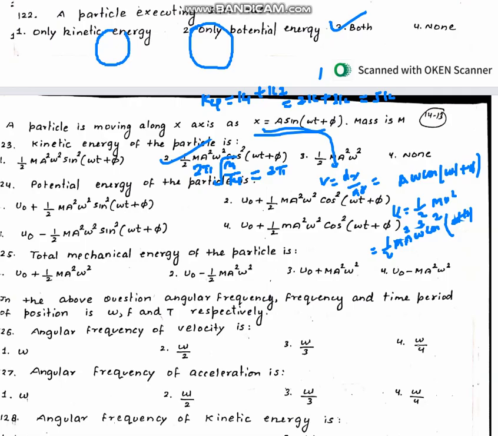Next is potential energy of the particle. Potential energy is given by U0 plus half kx square, so it will correspond to the first option, and total mechanical energy is the sum of both, so it will be equivalent to 1.